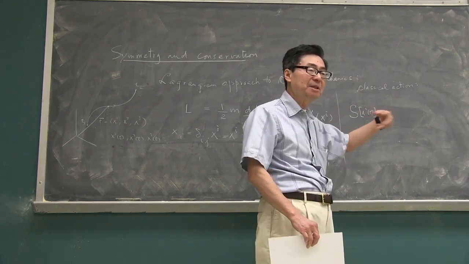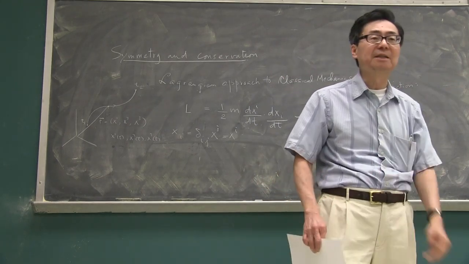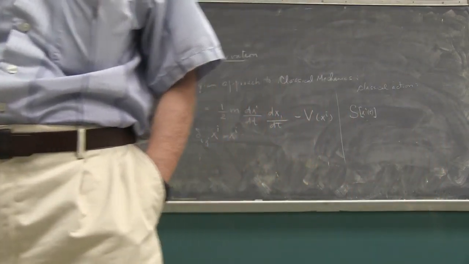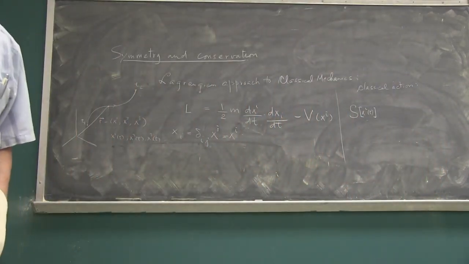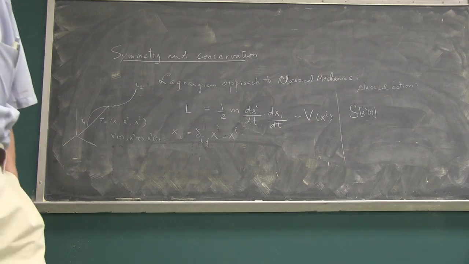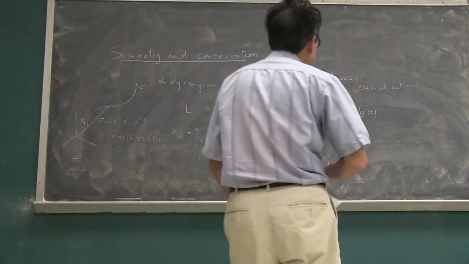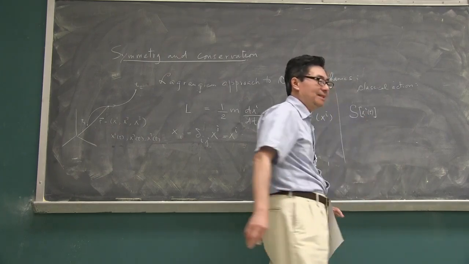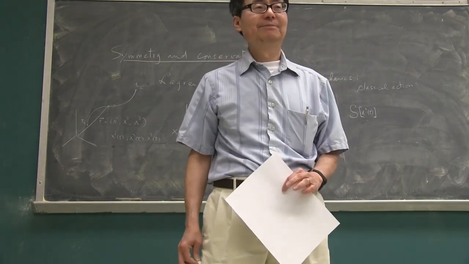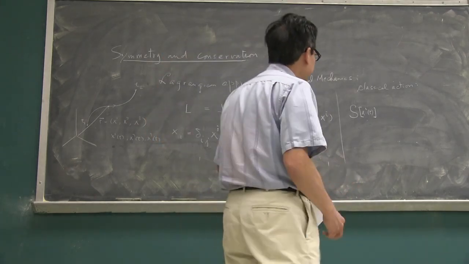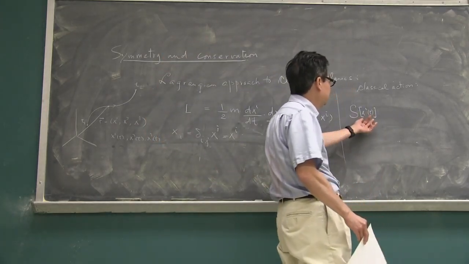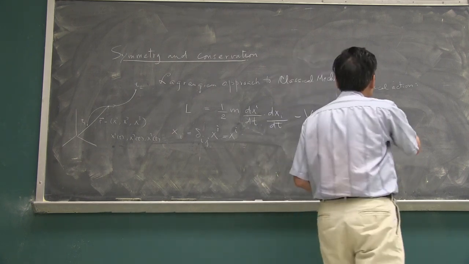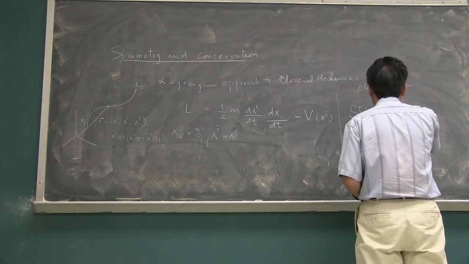A function of a function is sometimes called a functional, F-U-N-C-T-I-O-N-A-L. That's why this kind of analysis is sometimes called functional analysis. S is a functional of the classical paths in the following way. That means given a particular classical path, I will then be able to calculate a number called the classical action, which is calculated in this way.